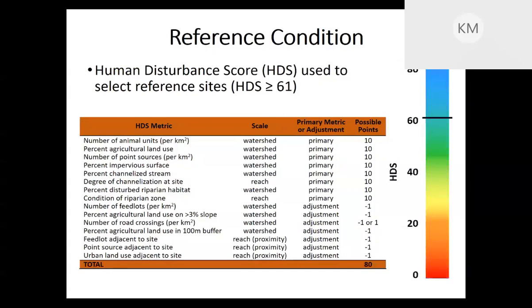And we basically just chopped this HDS range into 4 parts and said, well, if it's in that upper quarter of the scale, it's probably going to have minimal disturbance within the watershed, and that's usually what bears out when you look at these watersheds. So we had a way to identify reference sites.